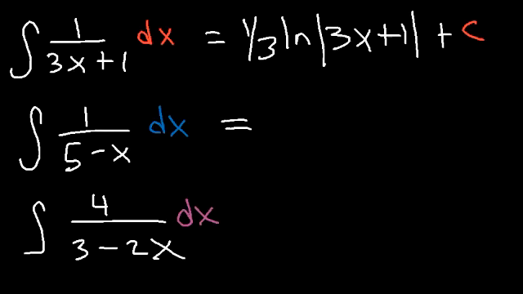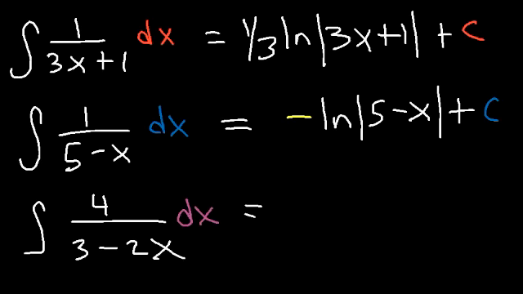Now for the next one, it's going to be the natural log of what you see on the bottom. In that case, that's |5 minus x|. The derivative of 5 minus x is -1. So if you divide it by -1, it's just the same as putting a negative on the outside. Plus c.